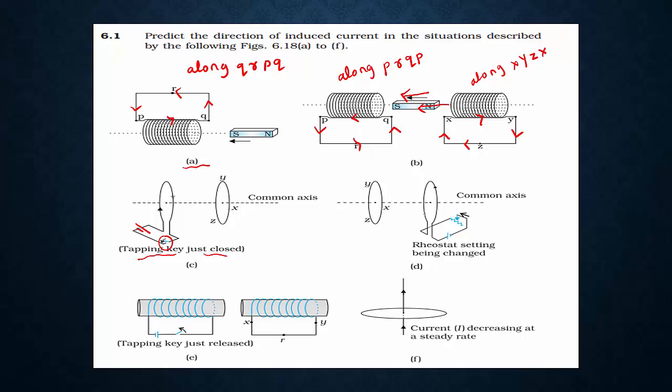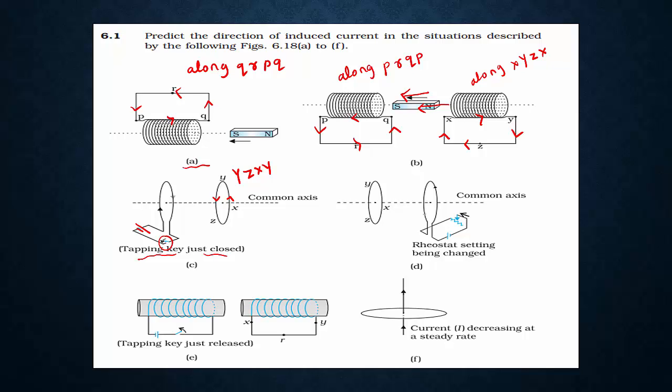But in which direction is the current produced? The current is produced in the anti-clockwise direction because the current is increasing. That is YZXY. Because the current is increasing, the flux also increases, so the current is produced in the anti-clockwise direction. If the tap key is released, if the tap key is open, then the induced current takes place in the clockwise direction.